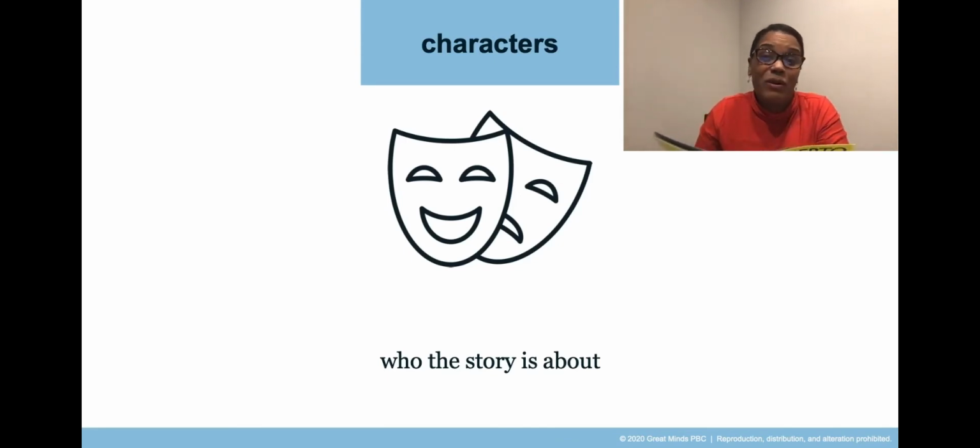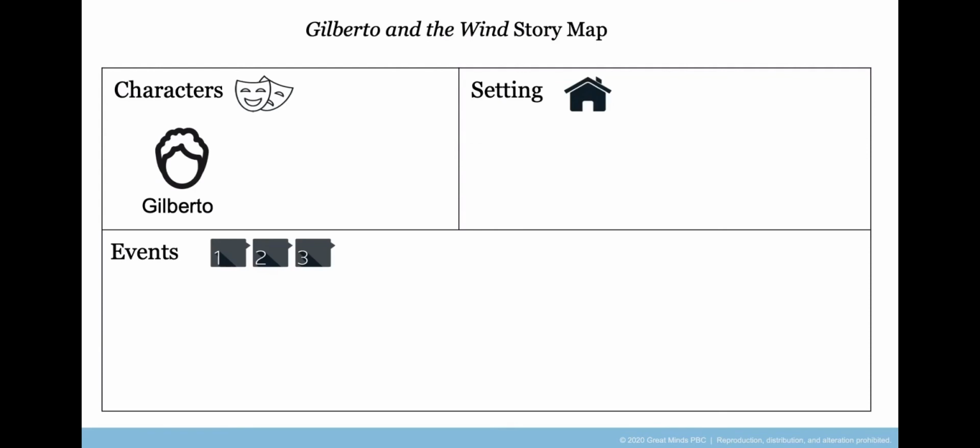Here's what I know about characters from some of the books that we've read. Usually characters are people or animals, and characters do things in the story. Now, in this story, the wind can often seem like a person and does things like a person would do, like play with Gilberto. So that makes me think that a character can be someone or something, since the wind is described as if he were a person in this book. So I'm going to add him to the story map along with Gilberto.